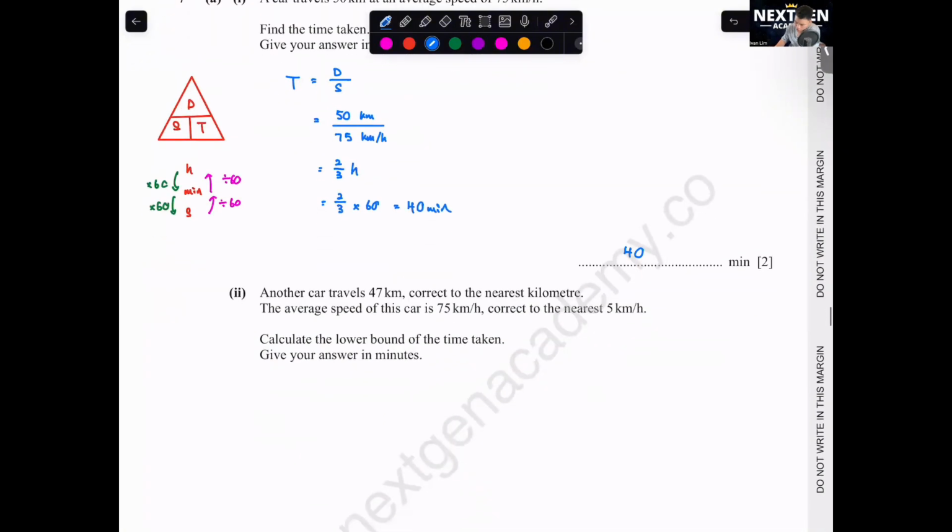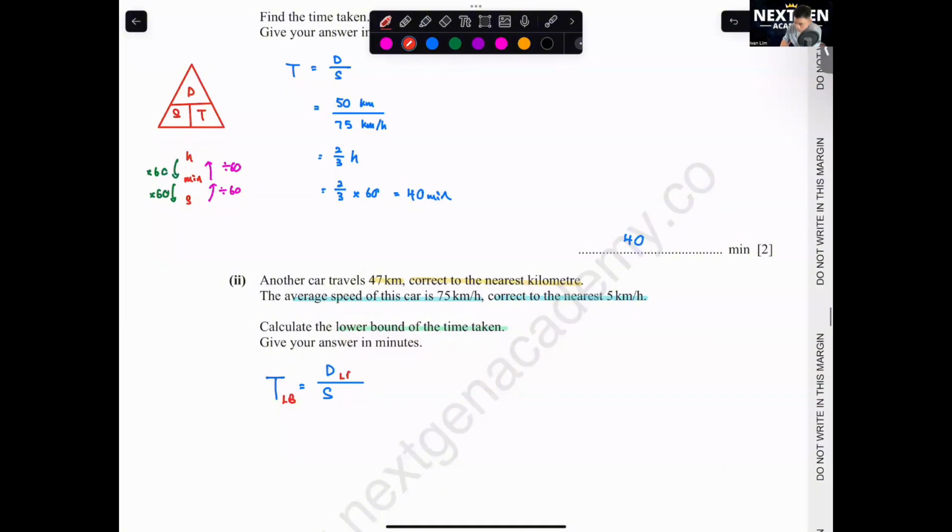Okay, number 2, another car travels 47 km, correct to the nearest kilometer. So you see the word here, correct, it means you need to do upper bound, lower bound. The average speed of this car is 75 km per hour, correct to the nearest 5 km per hour. Calculate the lower bound of the time taken. What is time again first? Time is distance over speed. They want the lower bound of this. Lower bound, something divided by something. This one is lower over upper.